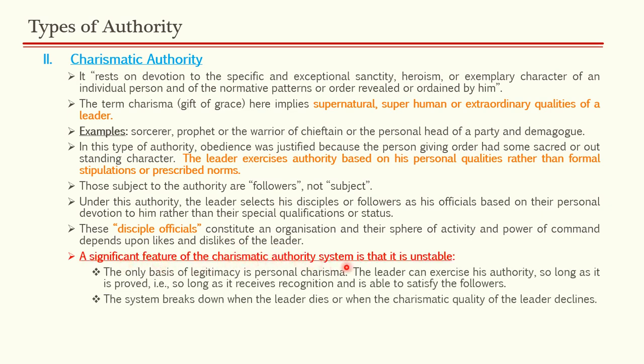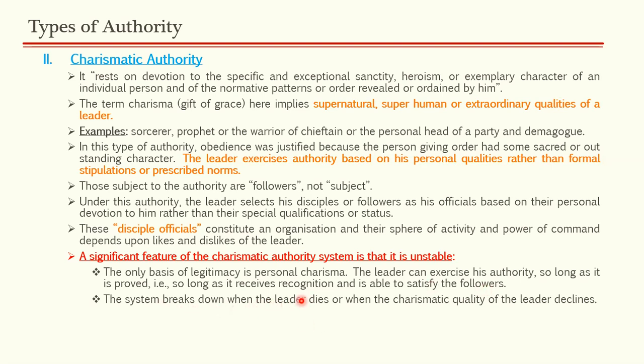A significant feature of the charismatic authority system is that it is unstable. It is good, but it is unstable. Why? The only basis of legitimacy is the personal charisma. The leader can exercise his authority so long as it is proved, that is, so long as it receives recognition and is able to satisfy the followers. As soon as they are not able to satisfy the followers, the leaders lose their charisma, and as soon as they lose their charisma, they lose the legitimacy to command the people. There are no age-old traditions, no written rules, just the personal charisma. As long as you have it, you have the legitimate right to command people. This is why charismatic authority is unstable.